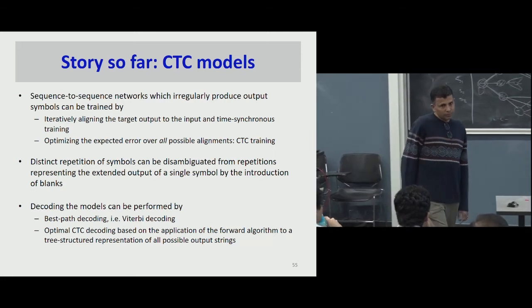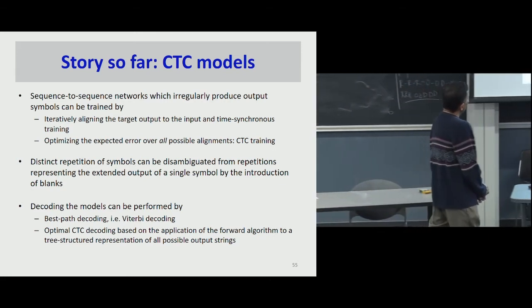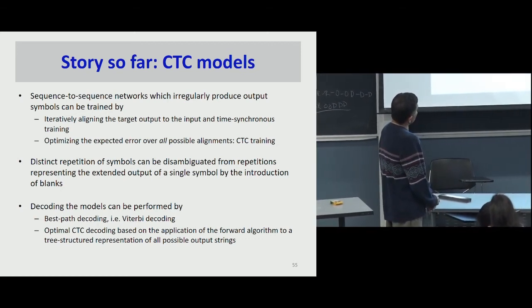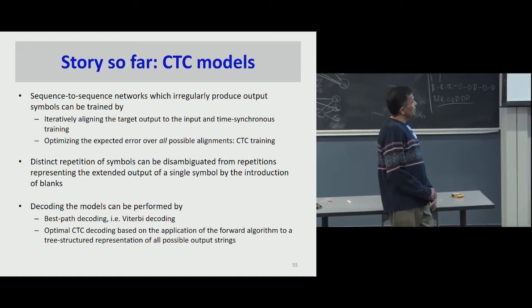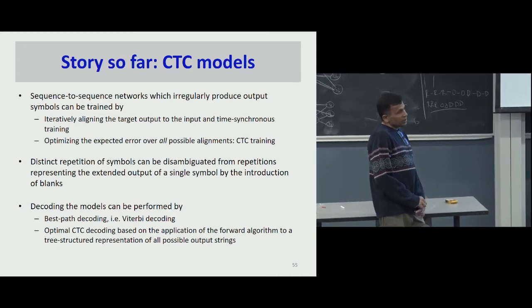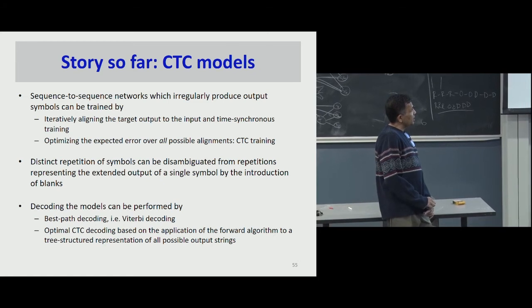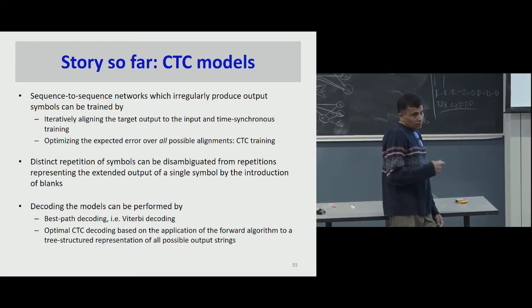So, the story so far: CTC models, sequence-to-sequence networks which irregularly produce output symbols, can be trained by iteratively aligning target outputs to the inputs and time synchronous training. Distinct repetitions of symbols can be disambiguated by representing the extended output of a symbol sequence by some single symbol, by introducing blanks between them, right?